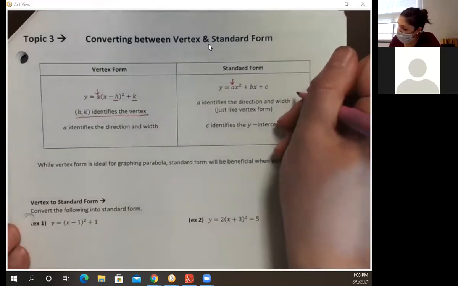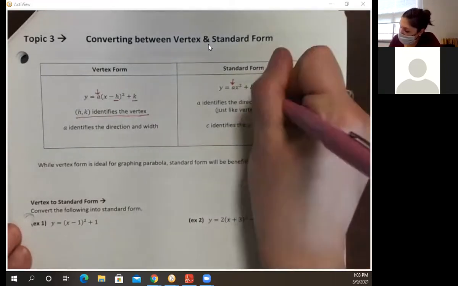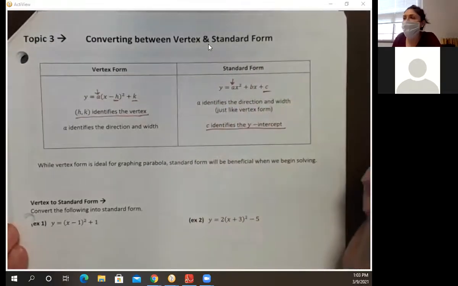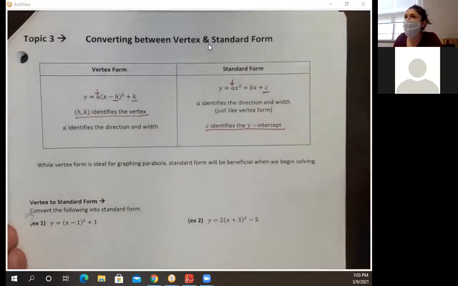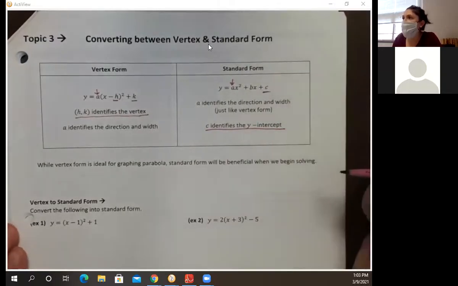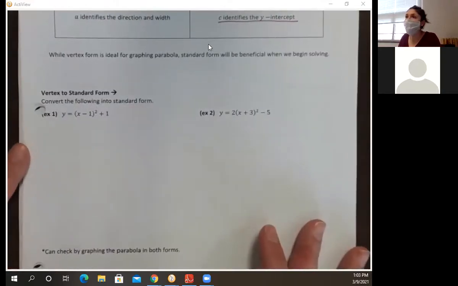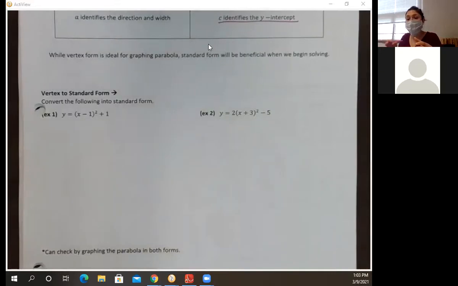The new thing that we get from our standard form is this C value, which tells us the y-intercept of our function. So vertex form gave us the vertex, standard form is going to give us the y-intercept. Let's take a look at a couple of examples. We're going to start by taking a vertex form function and changing it into a standard form function.